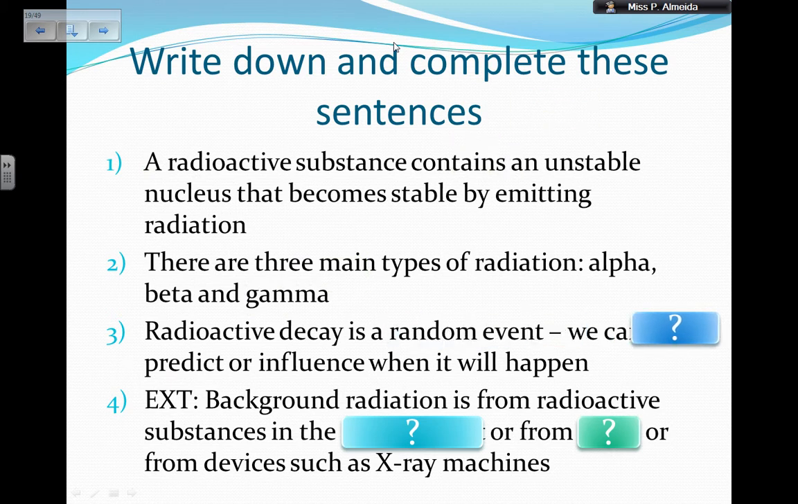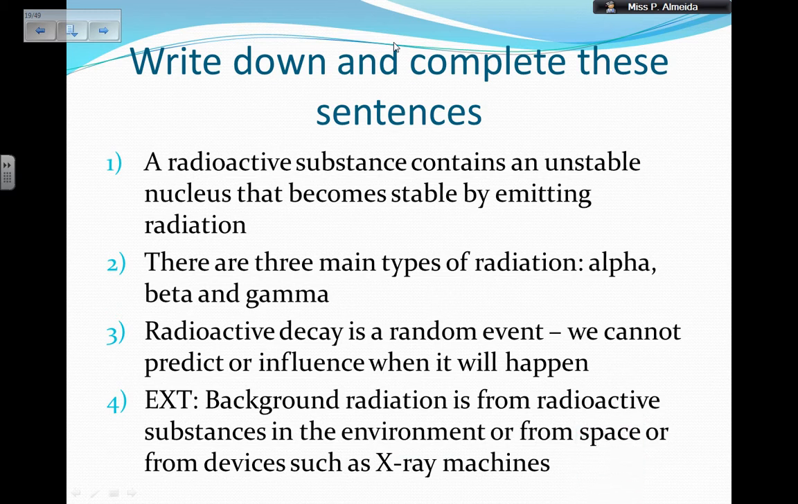Radioactive decay is a random event. We cannot predict or influence when it will happen. Background radiation is from radioactive substances in the environment or from space or from devices such as X-ray machines. So this you should all know and should explain in detail, okay?